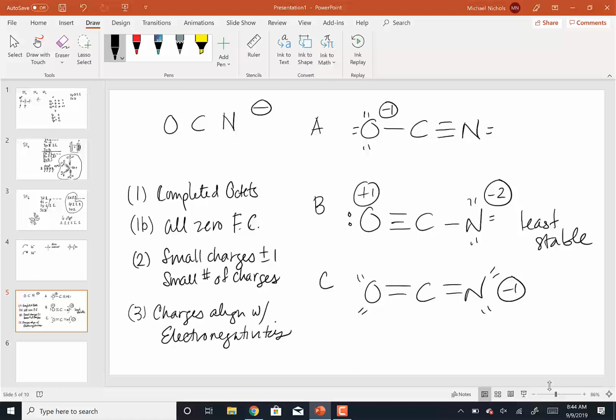Okay. So let me ask the question then of A and C. Which of those two is the most stable? So which one is the most stable? A or C? So if you answer B or D, wrong.